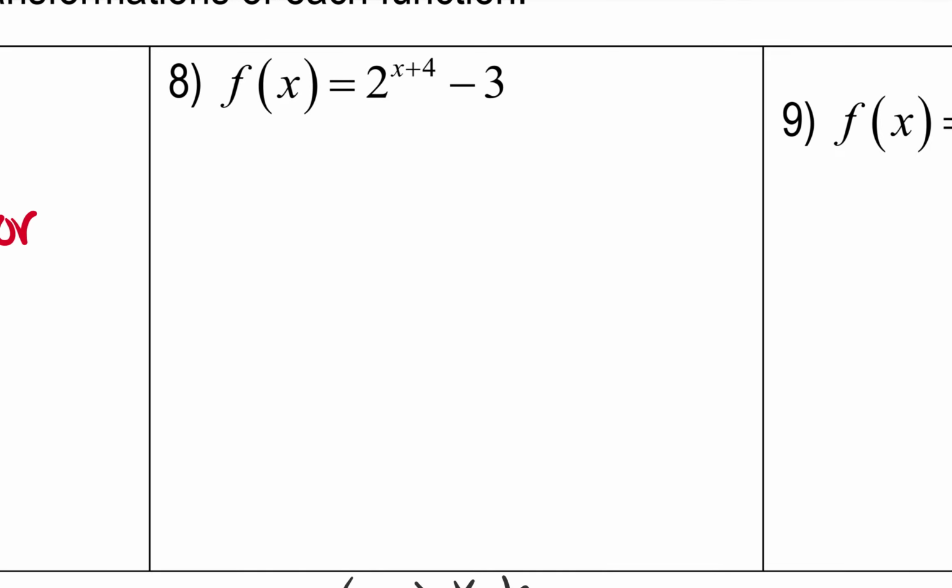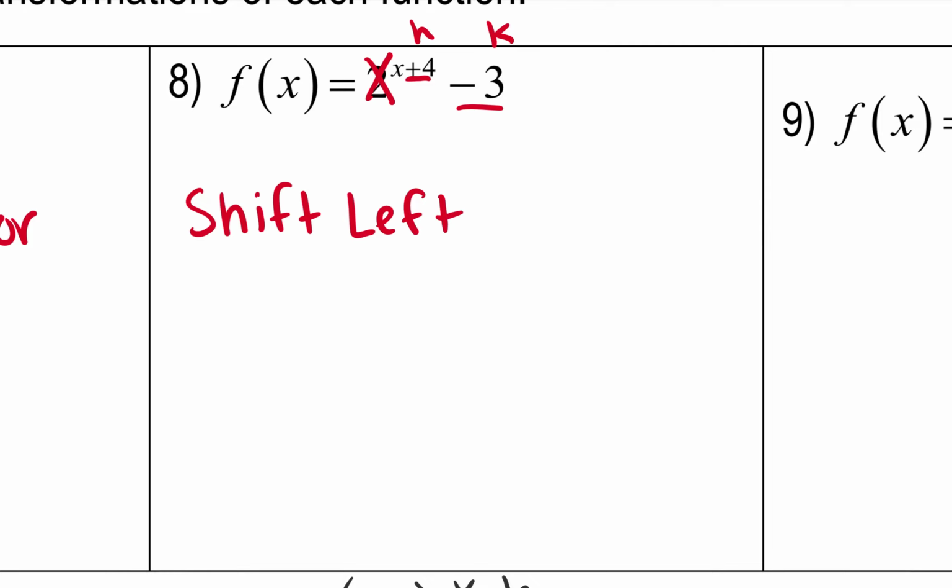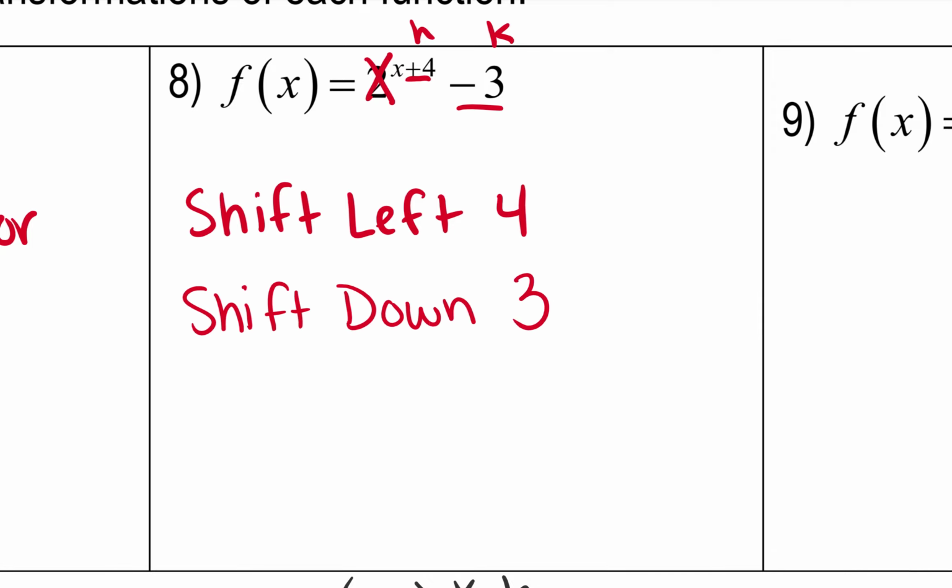All right, number 8. Again, I don't want my base. I ignore that. That is not a. That is my b, and I don't use b. But I do have a plus 4 and a minus 3. So this one's h, this one's k. So if I add 4, that's plus h, I would shift left 4, because it's 4. And then minus 3 is minus k, so then I would shift down 3. And there's no a, there's no negative, so that's it.